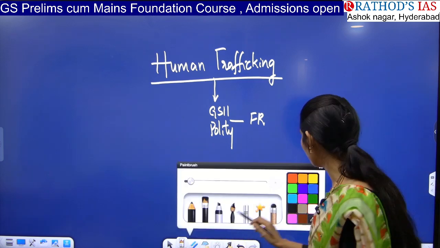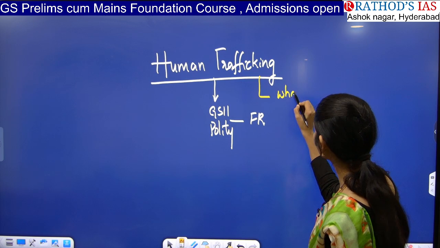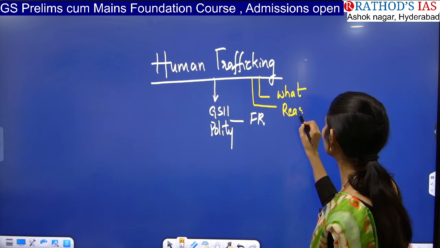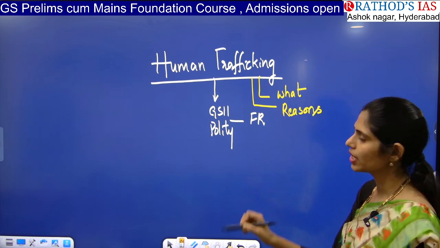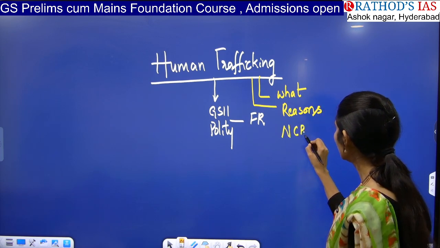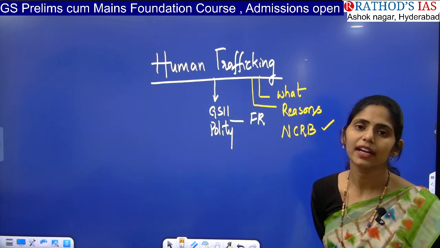So what are the dimensions that you have to see, guys? Here you have to see what human trafficking is and the reasons why it is happening in India. And if possible, you can also collect recent National Crime Records Bureau data, that is NCRB data, regarding human trafficking in India.